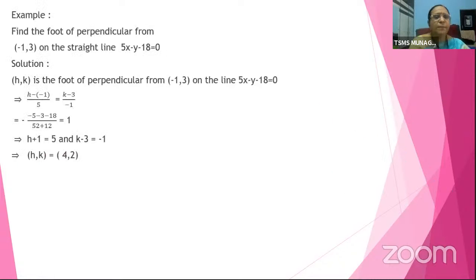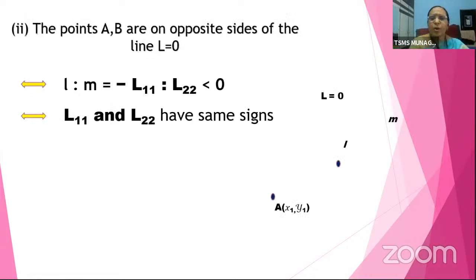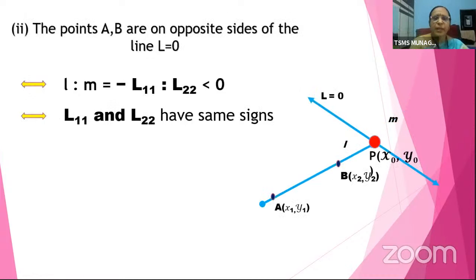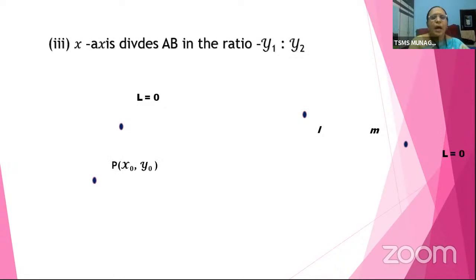Now, if L11 and L22 have the same sign, then the ratio is negative and the points will be on the same side of the straight line. So if the ratio is negative, you will have the points on the same side. If the ratio is positive, you will have them on opposite sides.